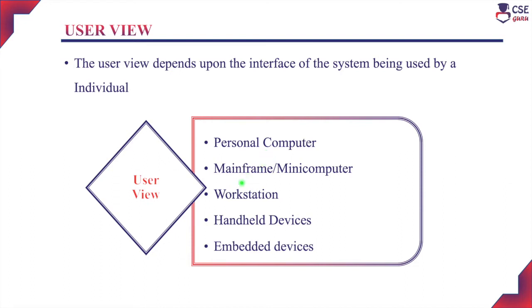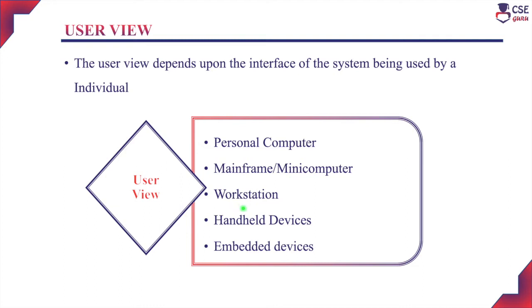Next, if you are considering a mainframe or a mini computer, a user will sit with a terminal and access the computer. The same computer will be accessed by different users sitting with different terminals. So here the operating system has to share the resources among the different users using that particular system. So here the role of operating system is to prioritize efficient resource allocation.